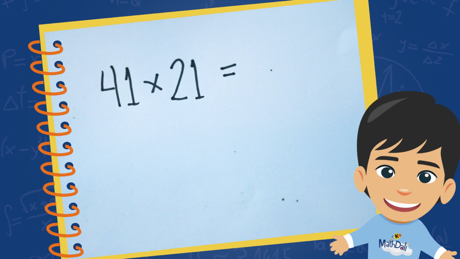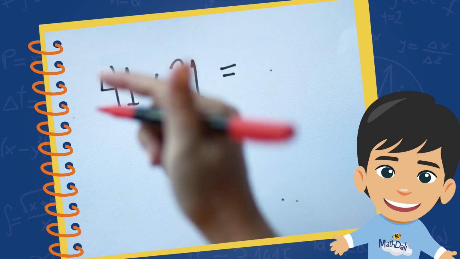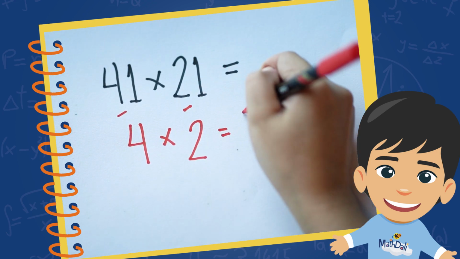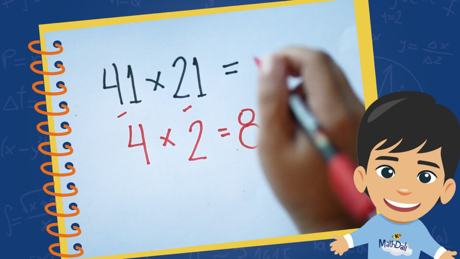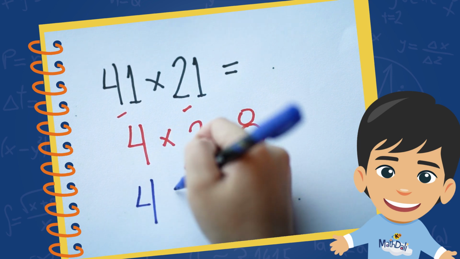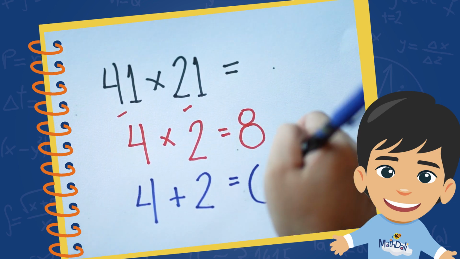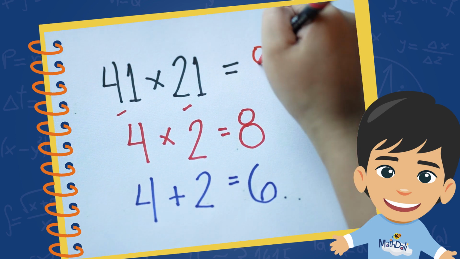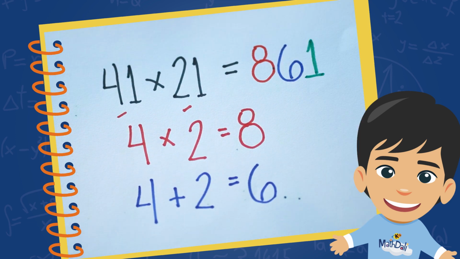41 times 21. Step 1. Multiply the tens digits. 4 times 2 is 8. Step 2. Add the tens digits. 4 plus 2 is 6. Step 3. Put 1 at the end of your answer. 41 times 21 is 861.